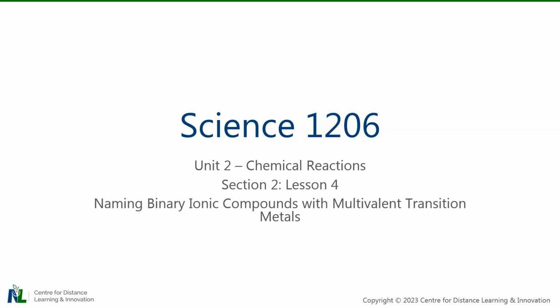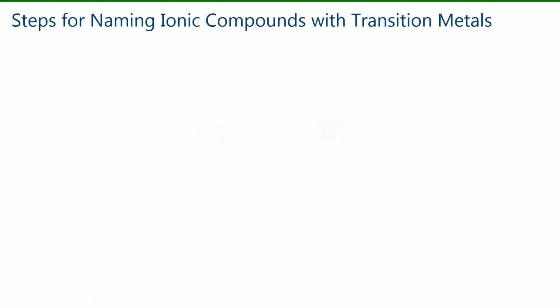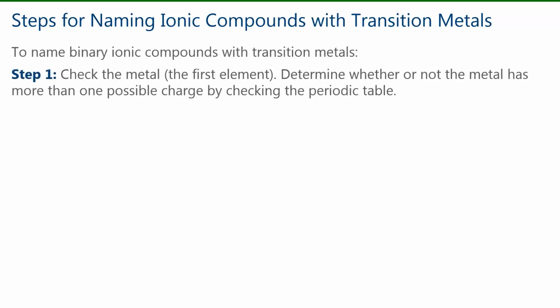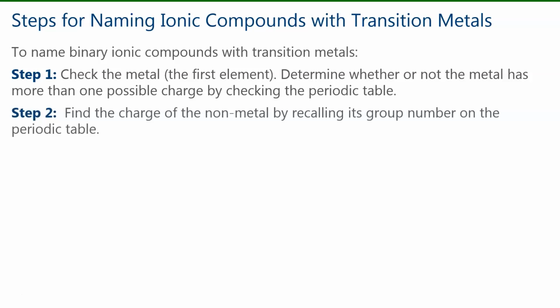Let's begin. First, we'll go through the steps that you need to take to name ionic compounds with transition metals. Our first step is to check the metal, the first element. Determine whether or not the metal has more than one possible charge by checking the periodic table that has the ionic charges listed. Next, find the charge of the nonmetal by recalling its group number on the periodic table or by checking the periodic table with the ionic charges listed.